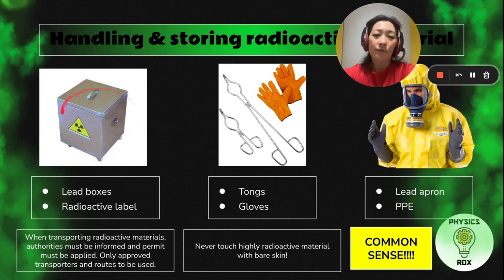So when handling and storing radioactive material, obviously, we need to use a box that's able to safely contain the radioactive material. Now let's recall the shields of alpha, beta, and gamma. Alpha can be stopped by paper, beta can be stopped by aluminium, while gamma can be reduced with lead boxes.